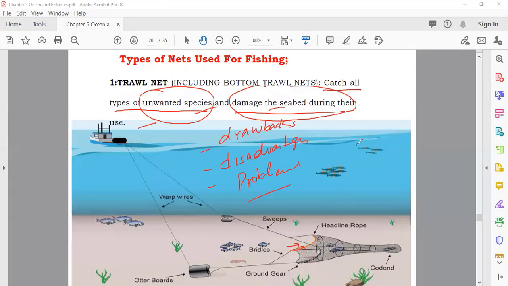And what is the benefit, or I can say the advantages?